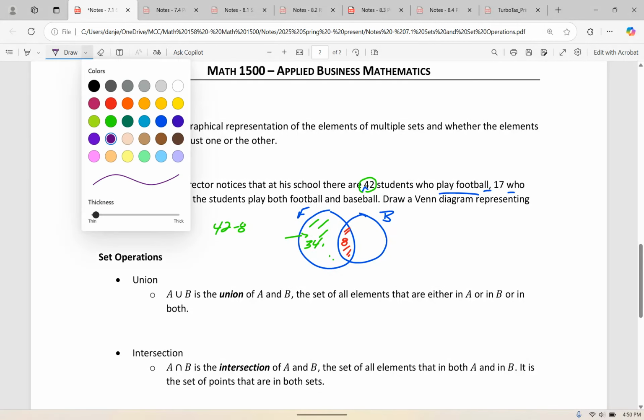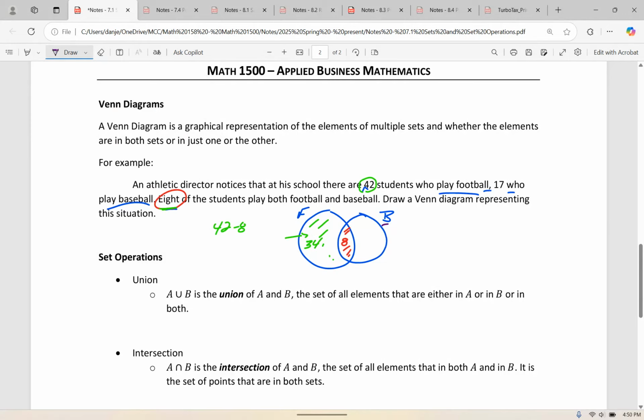Then, if I want to look at the students who play baseball, notice that there's 17 who play baseball, but of those 17, 8 also play football. So there are 9 students who play baseball only. Okay? So that's just a great way to see how many students we're talking about, where's the overlap, what do they have in common, what do they not have in common. Okay?